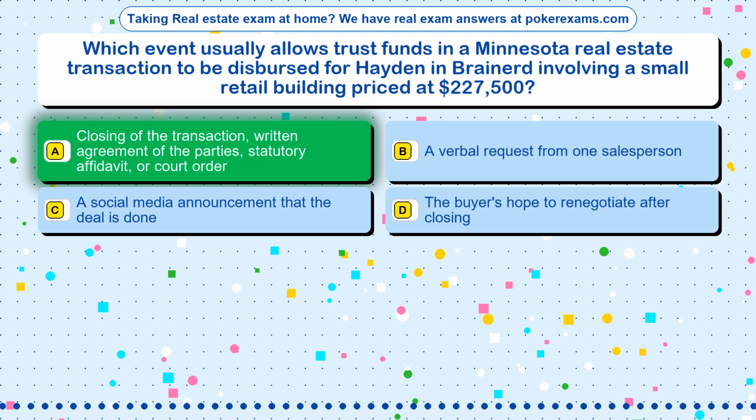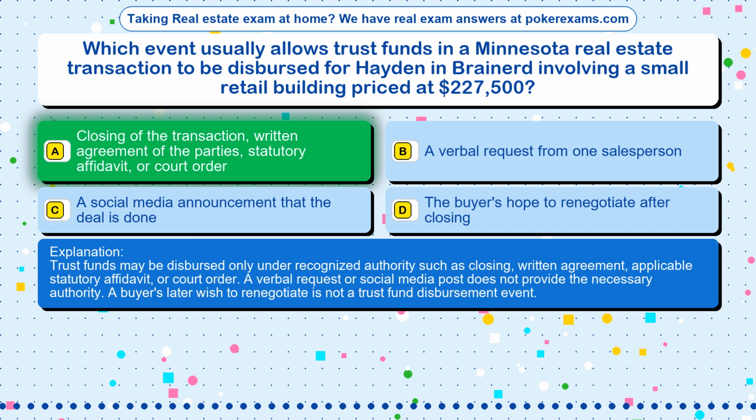The correct answer is option A, closing of the transaction, written agreement of the parties, statutory affidavit, or court order. Trust funds may be disbursed only under recognized authority such as closing, written agreement, applicable statutory affidavit, or court order. A verbal request or social media post does not provide the necessary authority. A buyer's later wish to renegotiate is not a trust fund disbursement event.